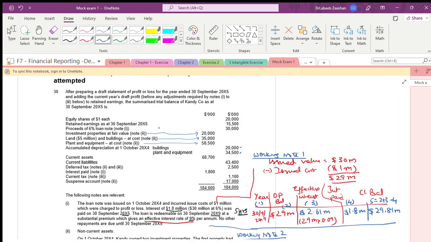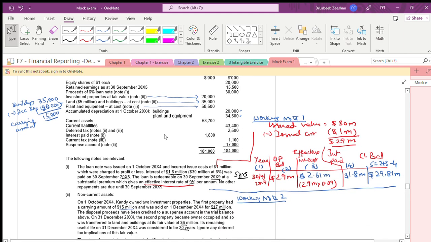See the things. How much are the buildings? Buildings are 35,000. How much is the accumulated depreciation? Accumulated depreciation is 20,000. The carrying amount is how much? The carrying amount is 15,000. This is what it says. It is related to buildings.